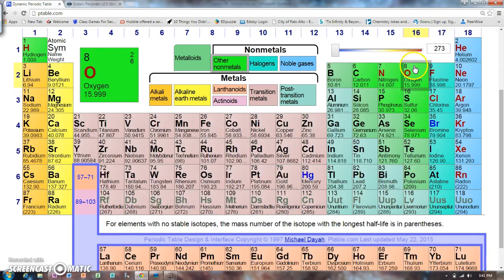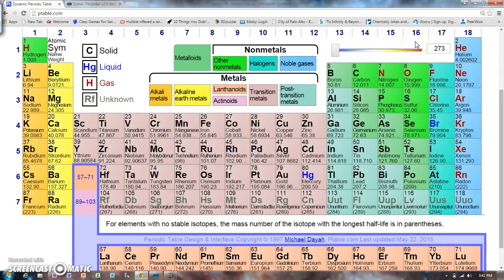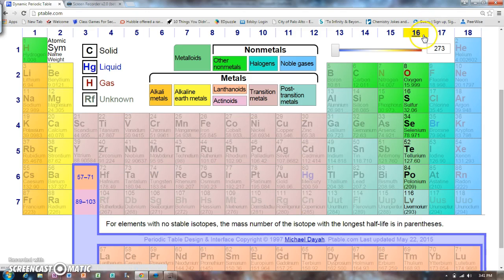Okay, again, column 6, oxygen, sulfur, selenium. These have 6 valence electrons, so they're looking to gain 2 electrons. And when they gain electrons, they become negative. Right? So oxygen would gain 2 electrons. It's going to have 2 more electrons than it has protons, so it gains a negative oxidation state.